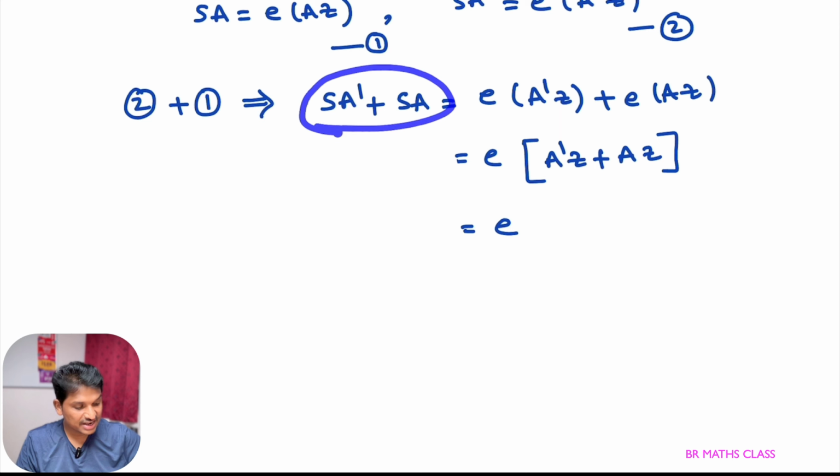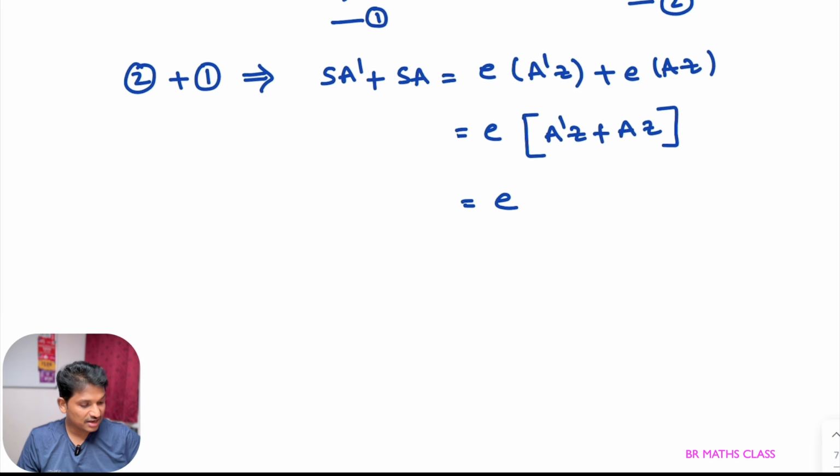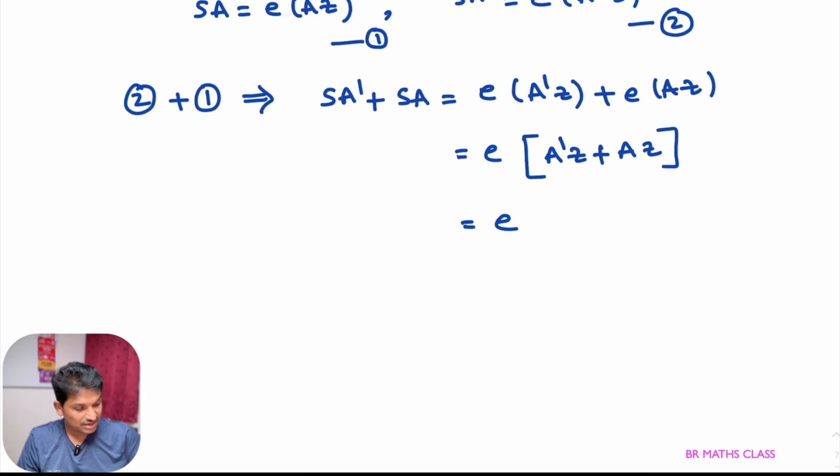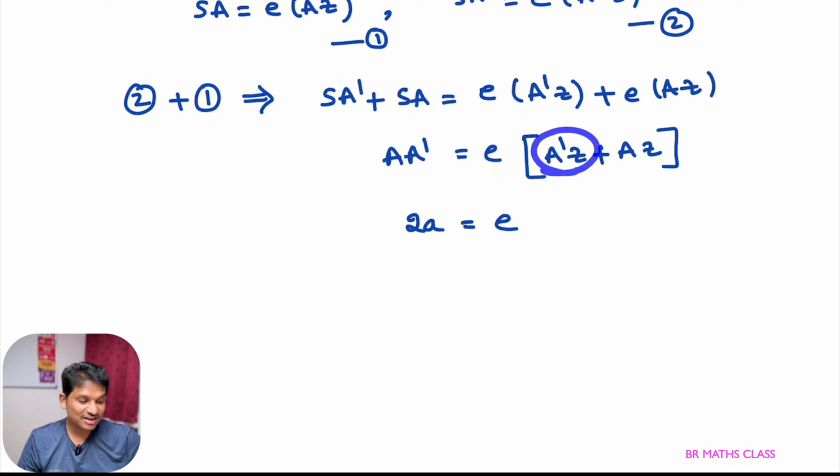SA dash plus SA is what? It is AA dash, it can be understood easily. SA dash plus SA is AA dash. AA dash is what? AA dash is 2A. Now, listen carefully. We will write a few tricky things here. Now, I will write A dash Z by including C. AZ also I will write by including C.